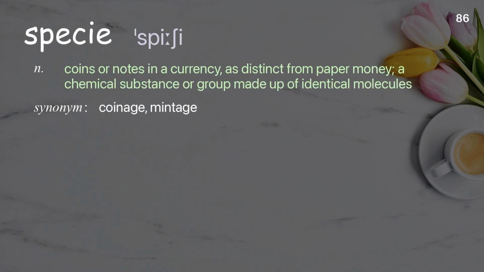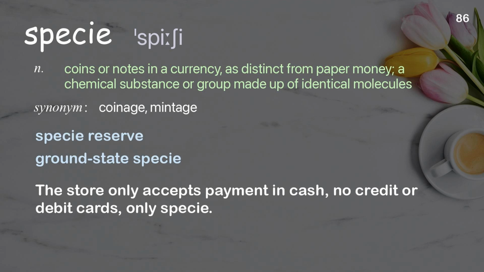Specie. Coins or notes in a currency, as distinct from paper money; a chemical substance or group made up of identical molecules. Examples: Specie reserve. Ground state specie. The store only accepts payment in cash, no credit or debit cards, only specie.